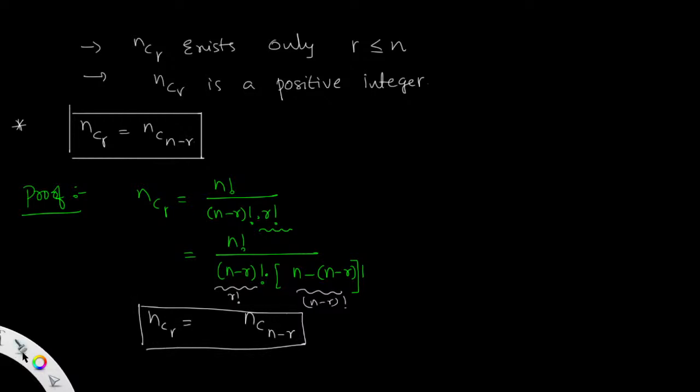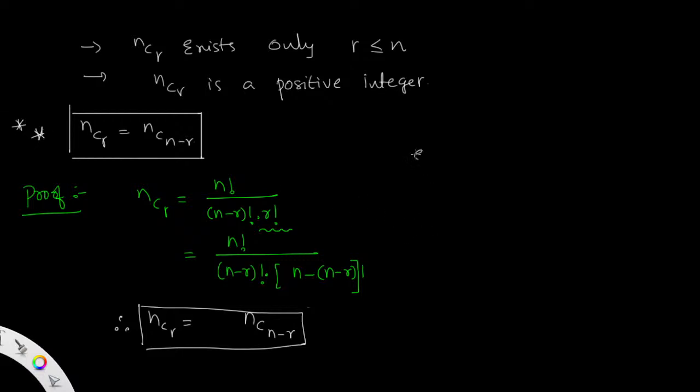Okay. Now think, this is in the form of R factorial and this is in the form of n minus R factorial. Instead of the R value you have n minus R. Therefore NCR is nothing but NC n minus R. Okay. These are the most important formulas in problem solving.